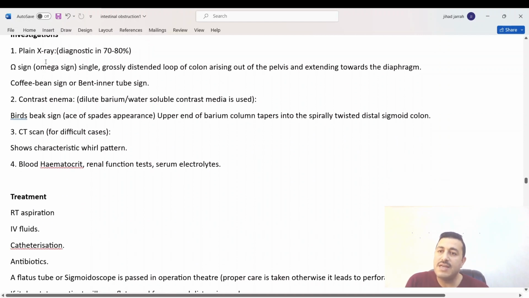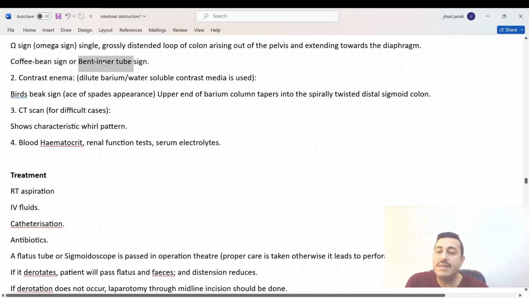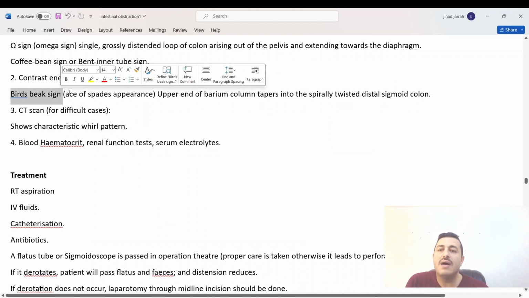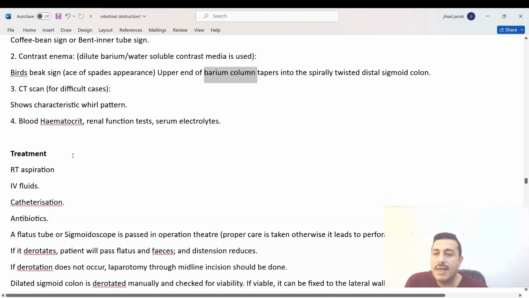The investigations: we start with X-rays. We have the omega sign, the coffee bean sign, the bent inner tube on X-ray, a bird beak sign, or the ace of spades. I'm not sure of the pronunciation. This is on barium enema. CT is more diagnostic and shows the whirl pattern or whirlpool pattern.